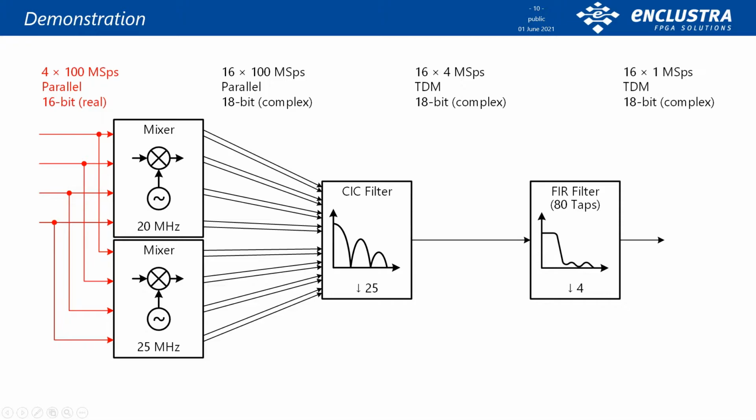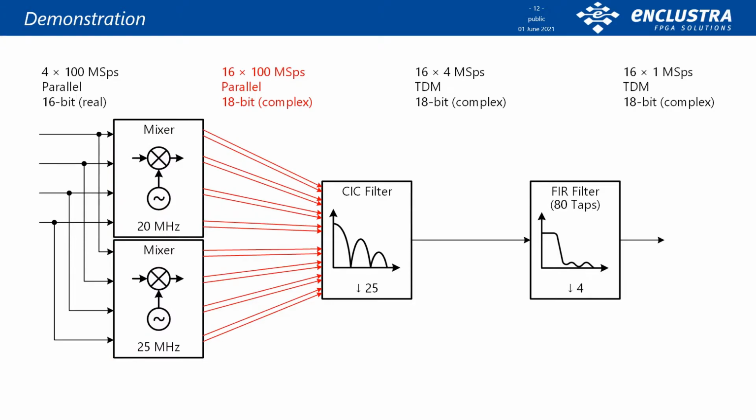So on the input, we have 4 independent channels of 16-bit real-valued data arriving at 100 megasamples per second. The processing clock will only be running at 100 MHz, so these 4 channels must run in parallel. Then we mix all 4 channels to 2 complex basebands at 20 MHz and 25 MHz.